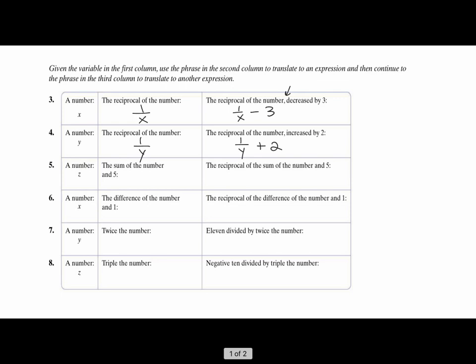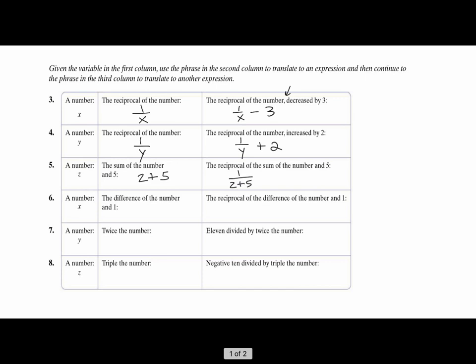For number 5, the number is z, and the sum of the number and 5. Sum means add, so the number and separates the other part, 5. Then the reciprocal of the sum of the number and 5. So it's the reciprocal of the sum. So the entire sum is moved to the denominator.